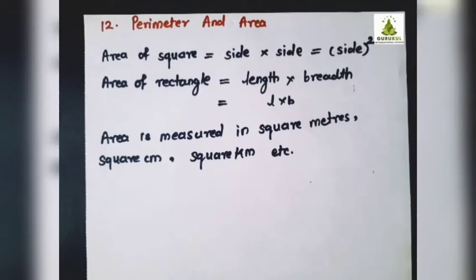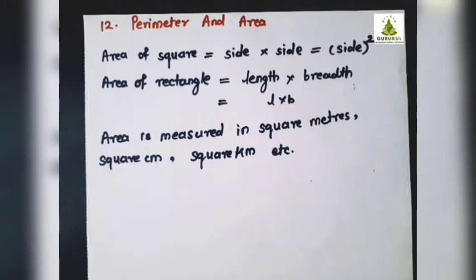Lesson number 12, perimeter and area. We have learned about the perimeter. Now we are going to proceed to the term area. Let us revise, what do you mean by perimeter? We have seen that perimeter is nothing but the sum of the lengths of all sides of a closed figure. It is called the perimeter.